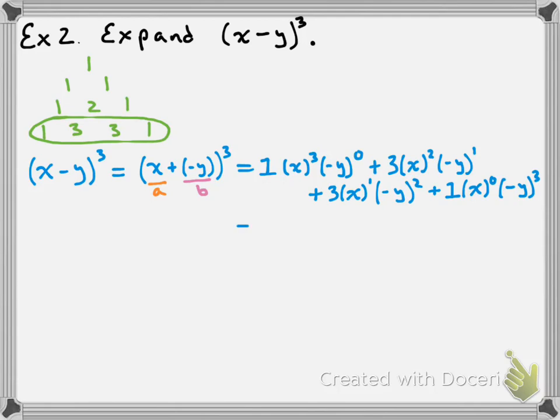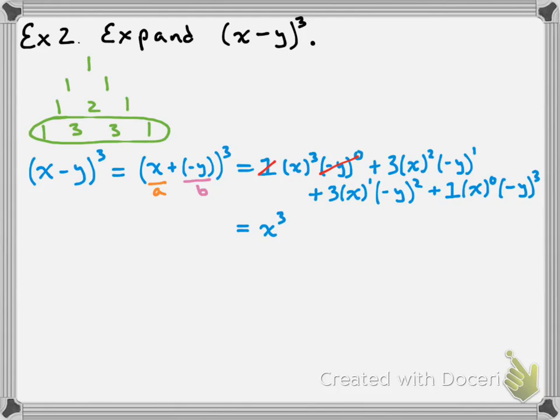All right, so let's see here. Looking at our first term, again, that coefficient of 1, since we're multiplying, is not going to do anything. And negative y to the power of 0, well, that's just 1, so that's not going to do anything. So we end up just getting x cubed for our first term.